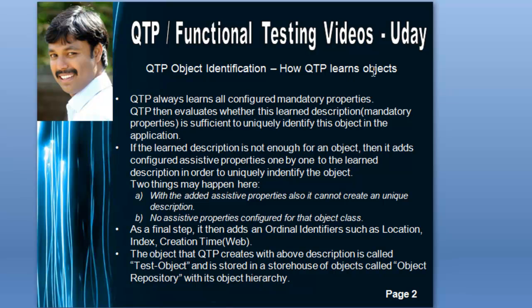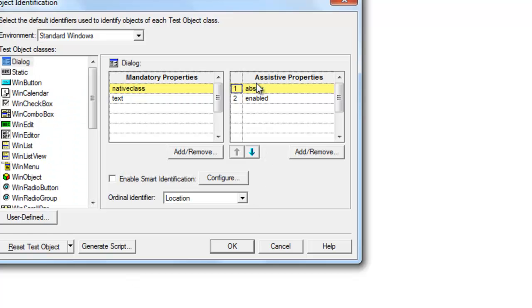So how exactly does QTP learn during recording? While learning it, what process does it use? QTP always learns all configured mandatory properties. QTP then evaluates whether this learned description, meaning whatever properties are in mandatory, will form the description and find the object uniquely. If the learned description is not enough for an object, then it adds configured assistive properties one by one to the learned description in order to uniquely identify the object.